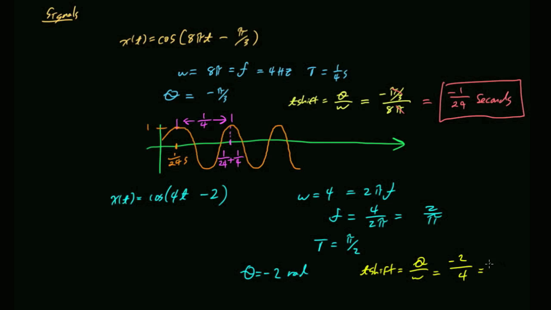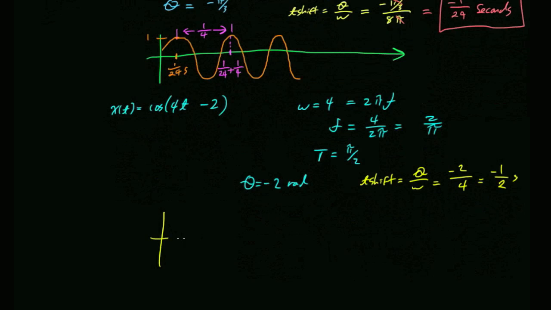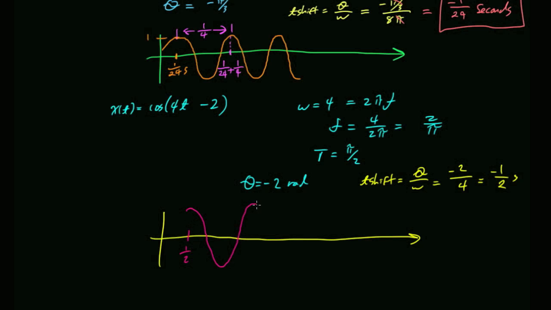So you draw it, you shift it by half a second, and then your period is pi over 2, which is about 1.5. So there's a half plus pi over 2. And that's it.